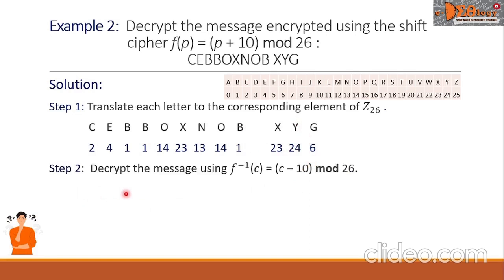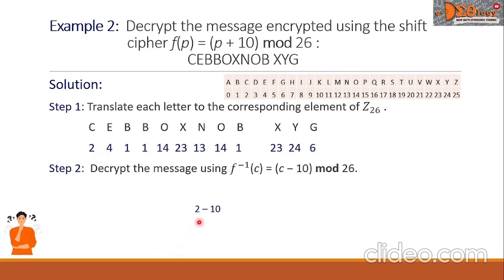For step 2, we're going to decrypt the message using the f inverse function, p = (c minus 10) mod 26. Take note that our function given here is f(p) = p + 10. The key is the number 10. So in our f inverse, we use c minus 10, then mod 26.